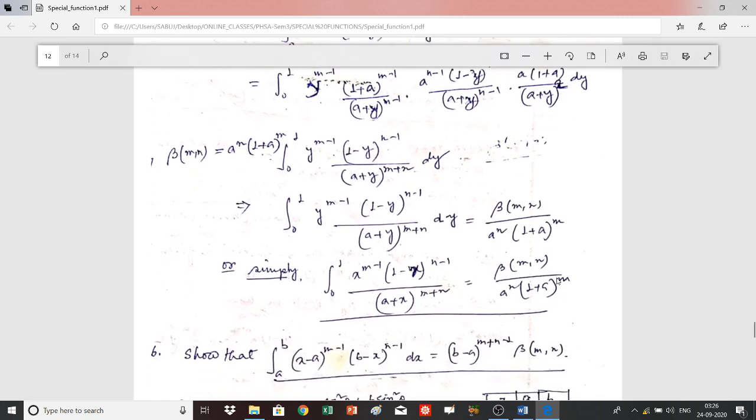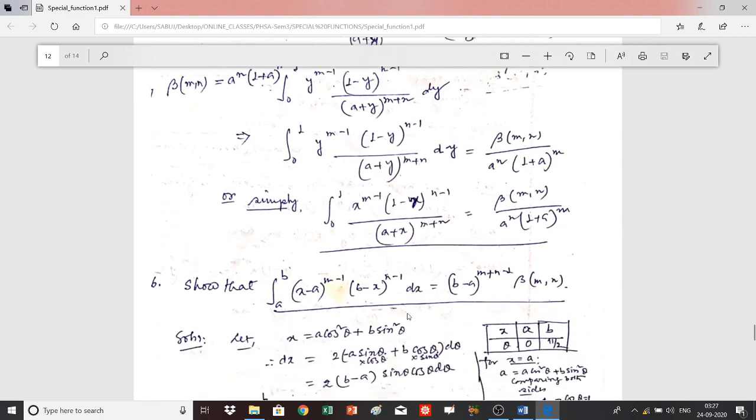Or simply, you can use x instead of y; in general it is better to say so. You can write the integral from 0 to 1 of x^(n-1) (1 - x)^(n-1) by (a + x)^(n+n), that is equal to beta(m, n) by a^n (1 + a)^m. Okay, this is also proved. This has also been proved.